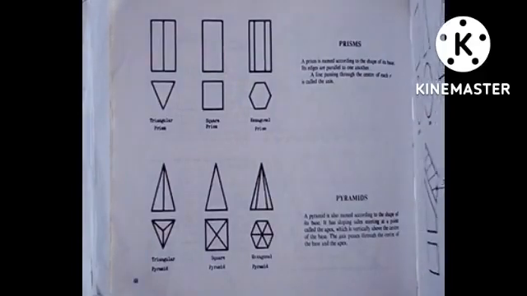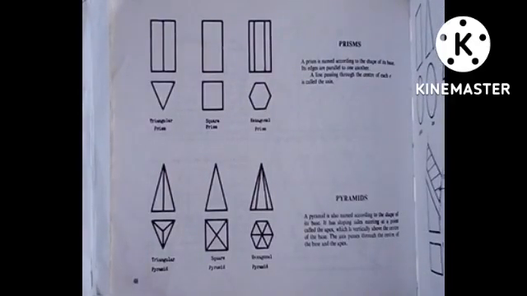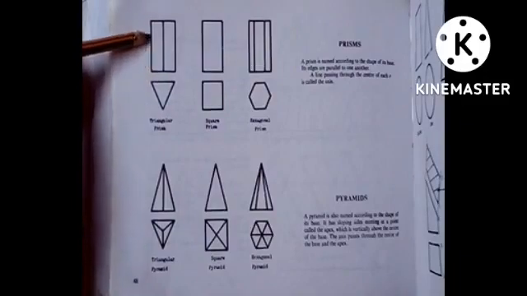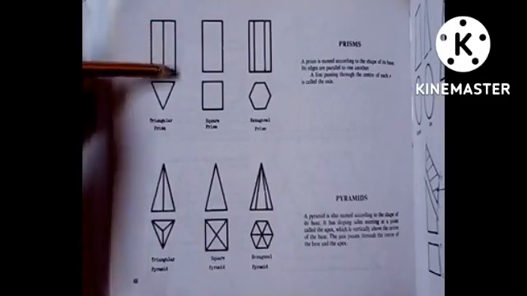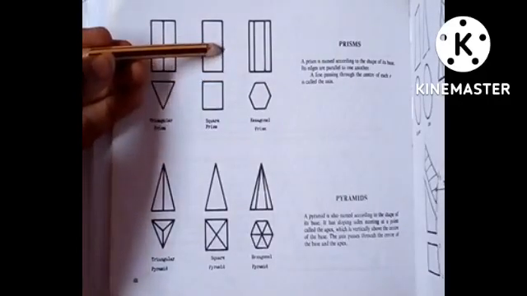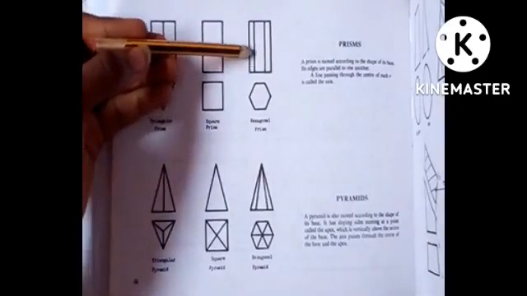In this case, a prism is named according to the shape of its base. The edges are parallel to one another. You can see these edges, they are parallel. This is another property of prisms. If you're having issues trying to identify them, just know that anytime you have parallels like this, it is going to be a prism.